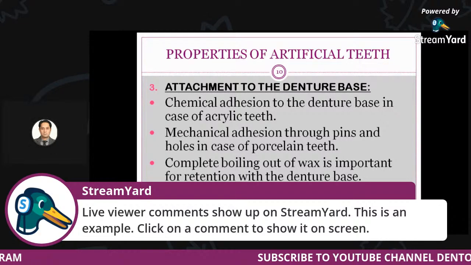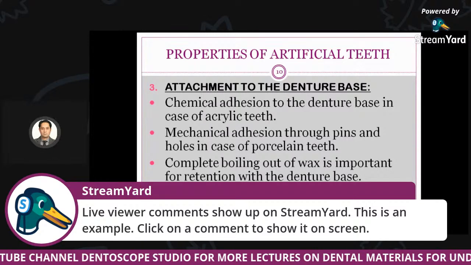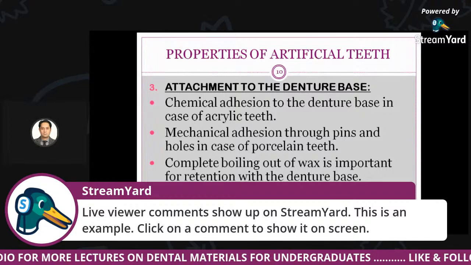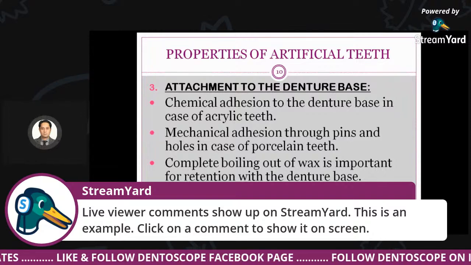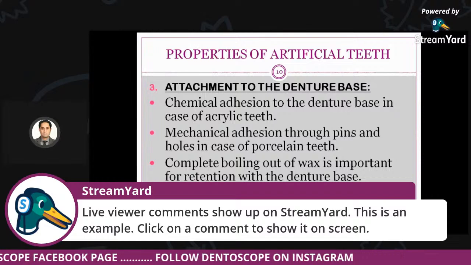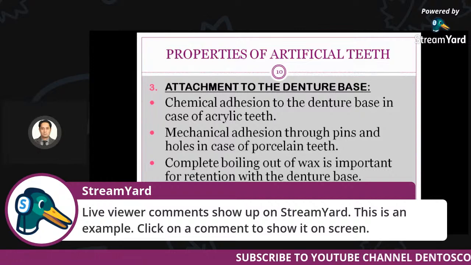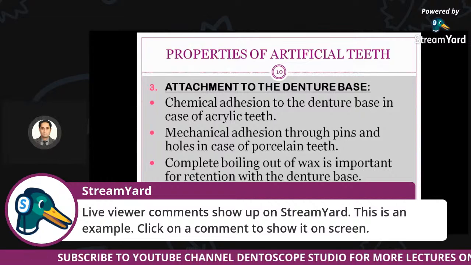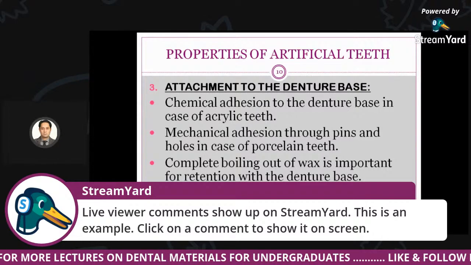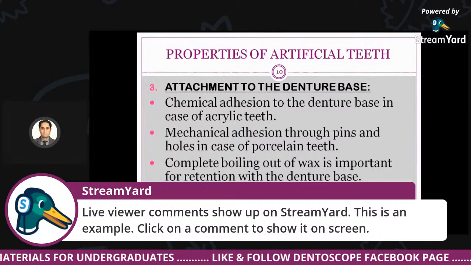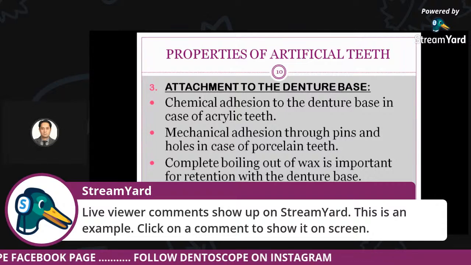So what exactly does it mean that they cannot be chemically bonded to each other? To adhere them, the small holes and pins present at the base of the artificial teeth give the mechanism of interlocking. The denture base acrylic interlocks between the metal pins or holes and the denture base, and easily these two are attached to each other. So that is the mechanical adhesion: chemical in case of the acrylic teeth, and mechanical in case of the porcelain teeth.